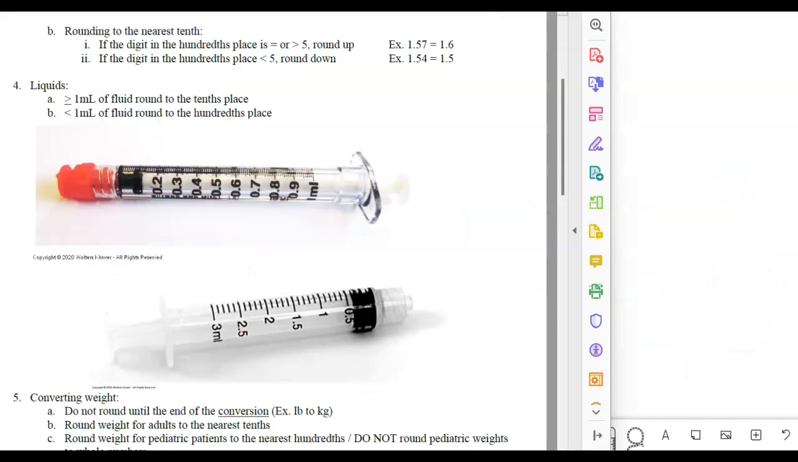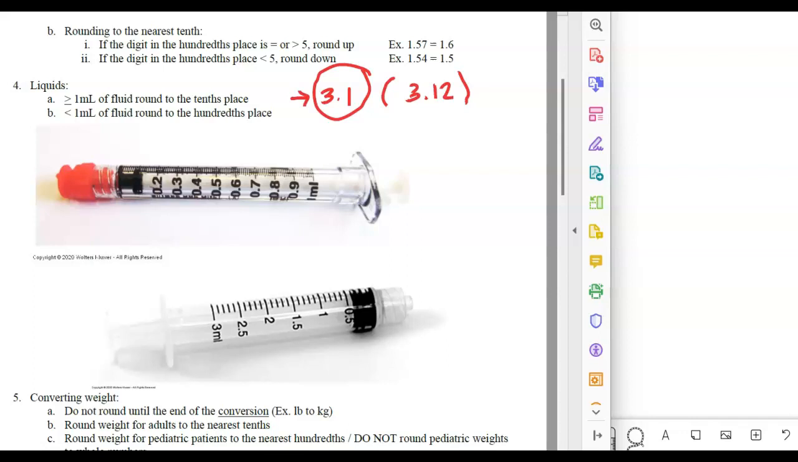Rule number 4, liquids. If it's greater than or equal to 1 ml of fluid, round to the tenths place. Let's say they're asking you to do your calculation, this is the answer that we want to see: 3.1, right? Let's say what you came up with was 3.12. So this is your answer.